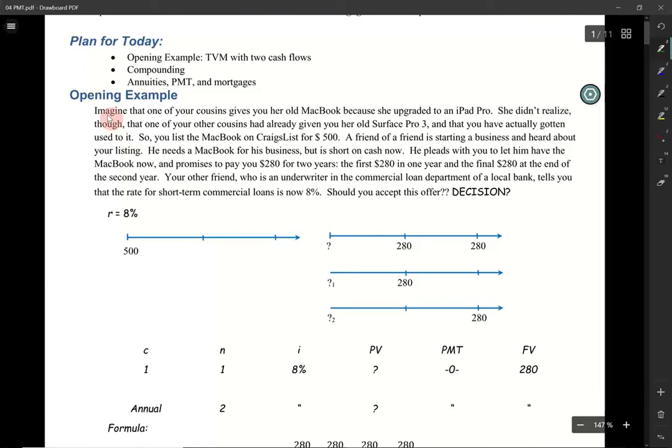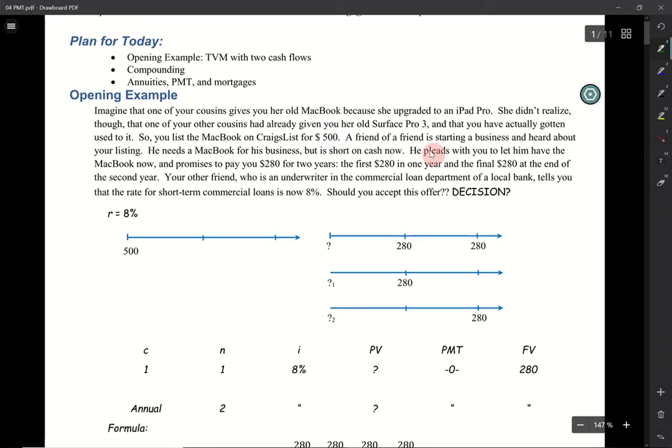So it says, imagine that one of your cousins gives you her old MacBook because she upgraded to an iPad Pro. She didn't realize, though, that one of your other cousins had already given you her old Surface Pro 3 and that you've actually gotten used to it. So you list the MacBook on Craigslist for $500.